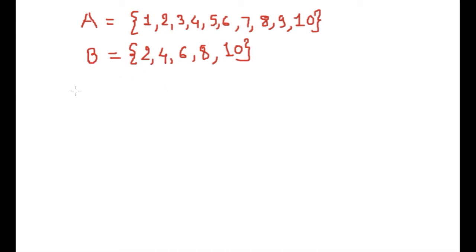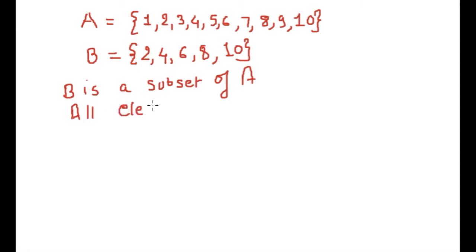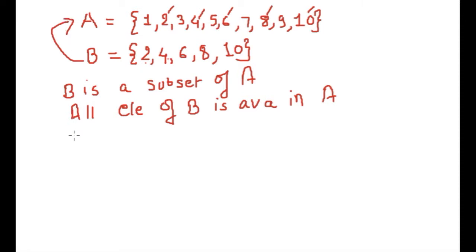So can we say B is a subset of A, because all elements of B are available in A? Yes, 2, 4, 6, 8 and 10, all are available. So we can say B is a subset of A, and we represent it like B is a subset of A.